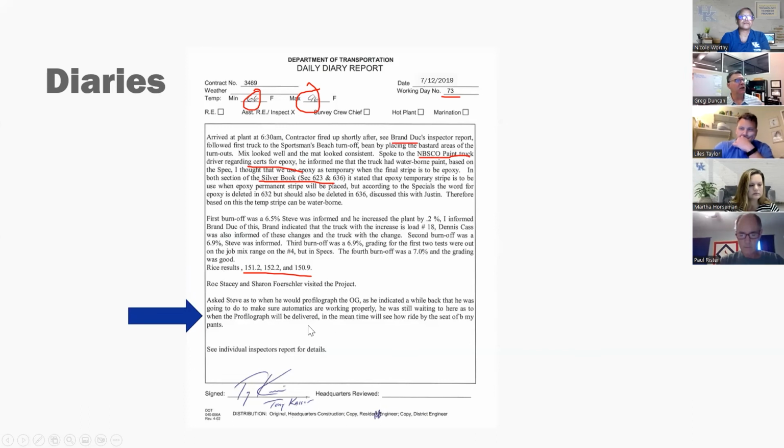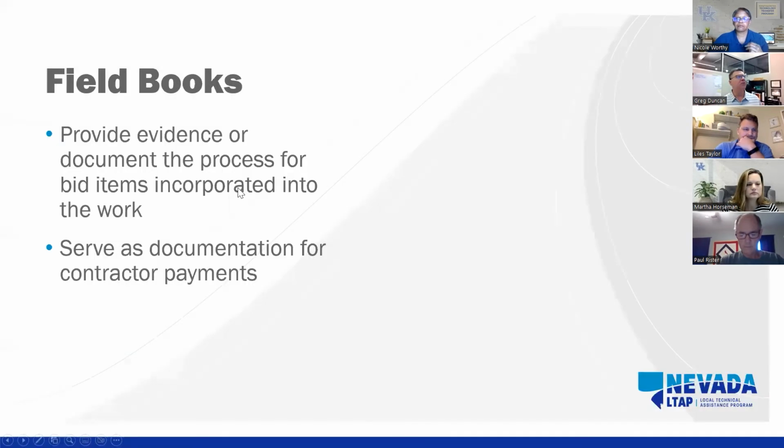And we also see here an identification of the contractor asked a question. So ask Steve as to when he would be providing the profilograph. He indicated doing some automatics were working properly, but there's an issue with that. So this diary is a report of what happened that day. We identified some issues, contractors working to get through some things. I worked out issues with some of my inspection team and what was happening there. So lots of things are happening in that daily diary that document what happened in the project.